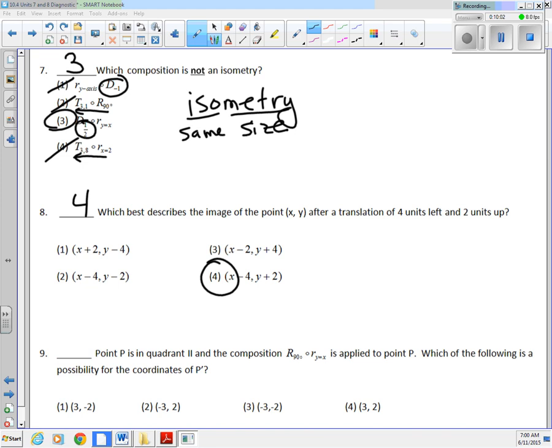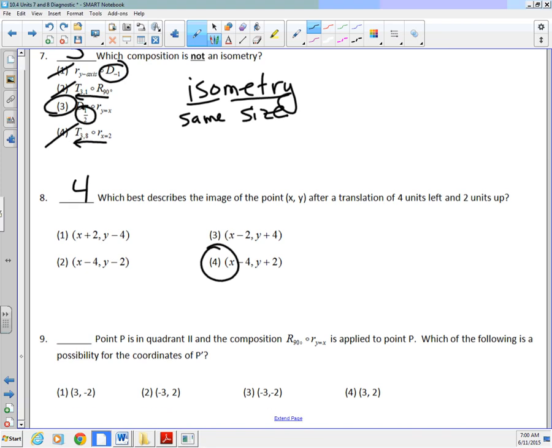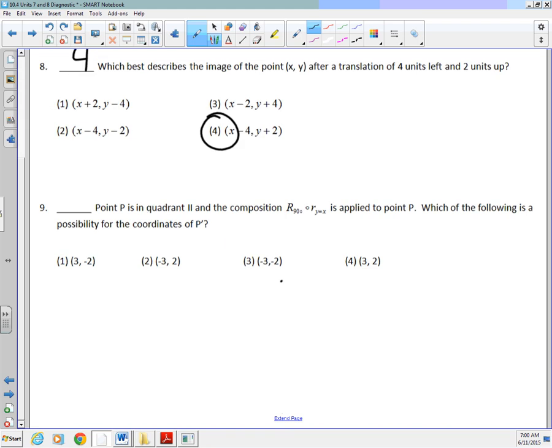Okay, point P is in quadrant 2, and the composition, a rotation of 90 degrees and a reflection over the line y equals x, is applied to point P. Which of the following is a possibility for the coordinates of P prime? All right, and I'm looking at the coordinates, and I'm just saying to myself, okay, this one would be in quadrant 4. This guy here is in quadrant 2. This guy here is in quadrant 3. And this guy here is in quadrant 1.